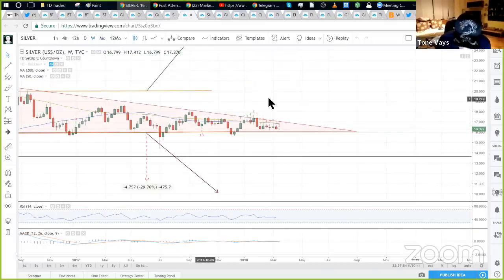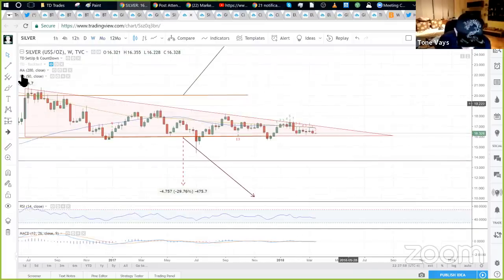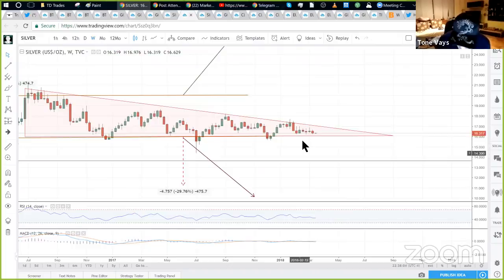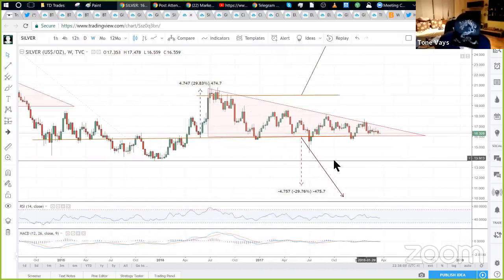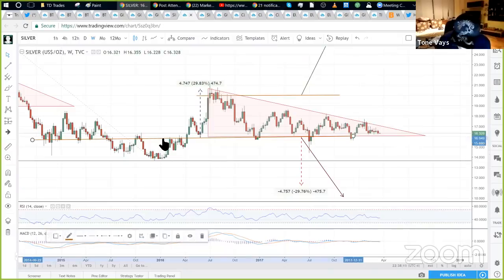Here's the weekly chart. I'm not going to bore you, I'm just going to drop all my indicators because they're not going to do anything anyway. It's the same triangle, really. I'm not sure what this line does. I'm going to delete that.